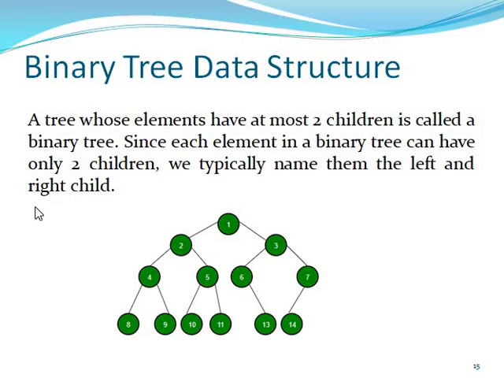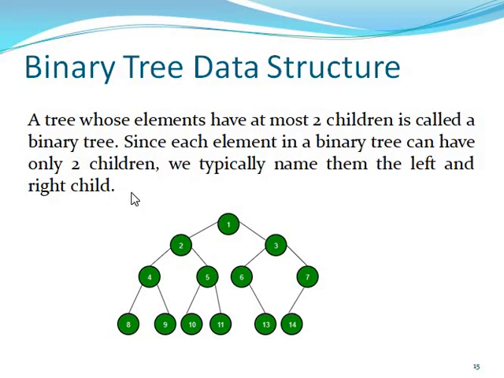So what is a binary tree? A tree in which all the elements have at most two children is called a binary tree. Each element in a binary tree can have only two children. We typically name them the left and the right child. You have seen that here.